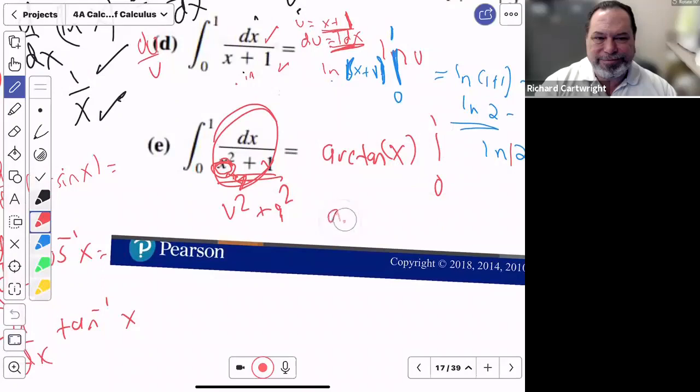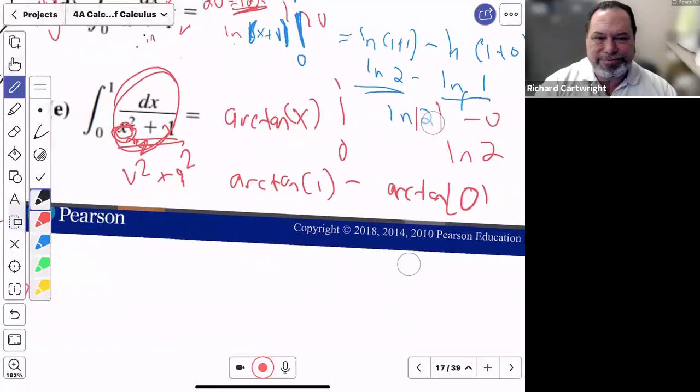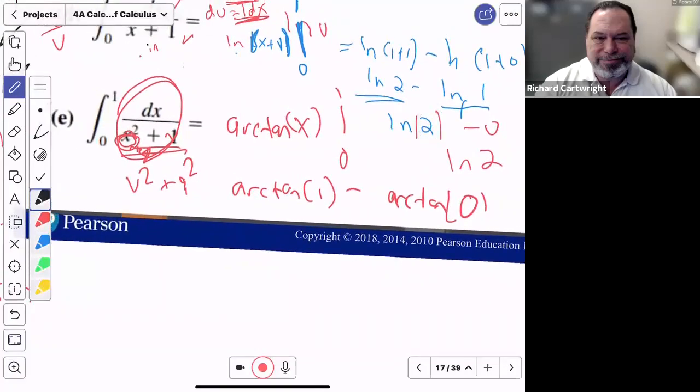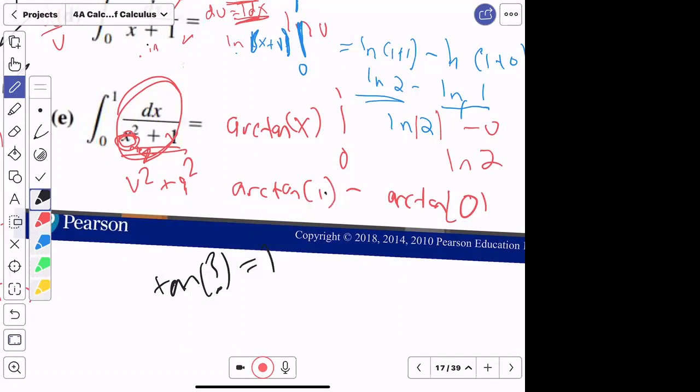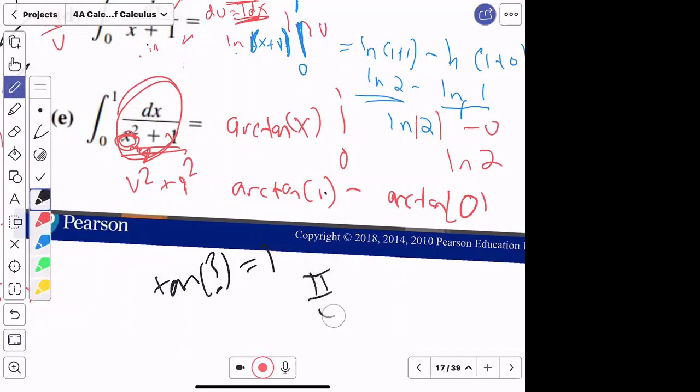So that turns into arc tangent of 1 minus arc tangent of 0. And I don't blame you guys if you forgot those. Everybody forgets them, unless you're like a genius, like some people in this class, not me. And so now the question is, tangent of what is equal to 1? Anybody? Pi over 4. Can you believe that somebody threw that real fast?